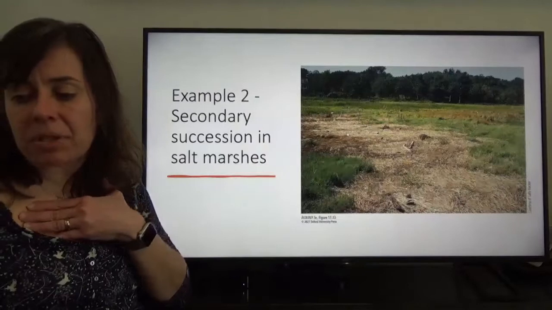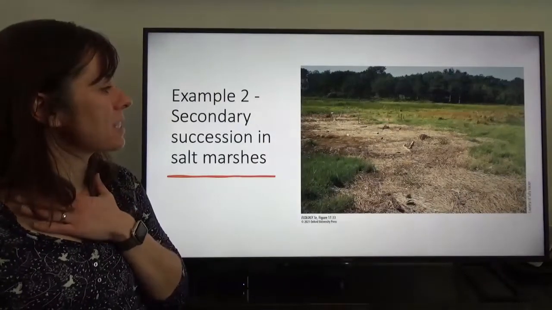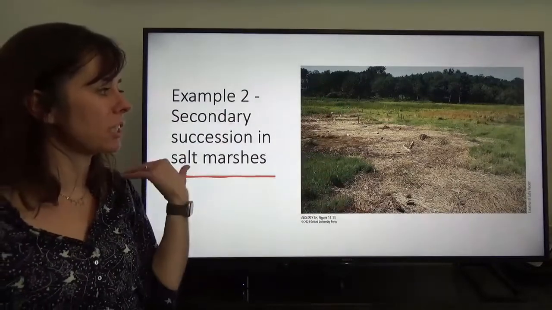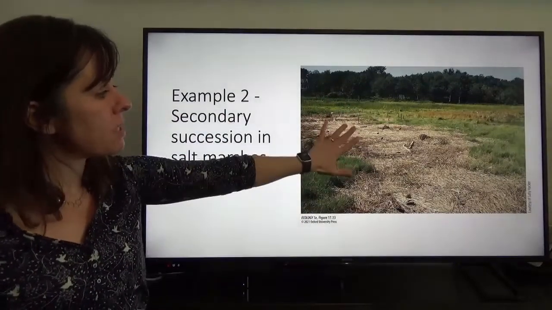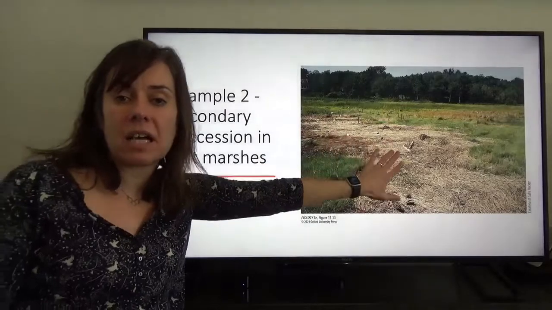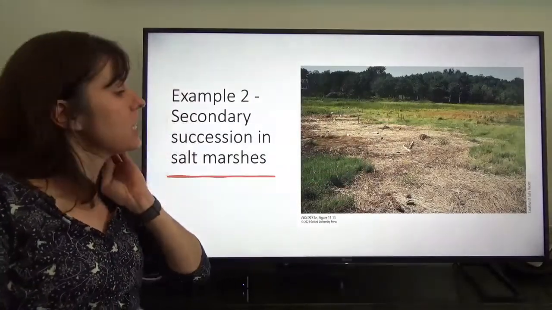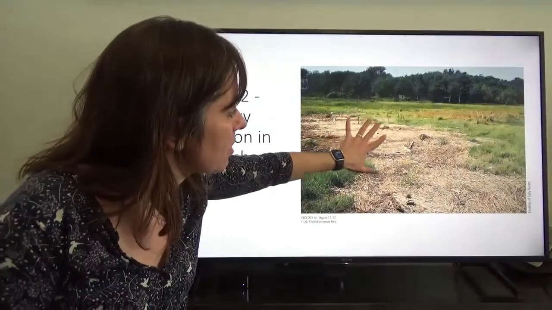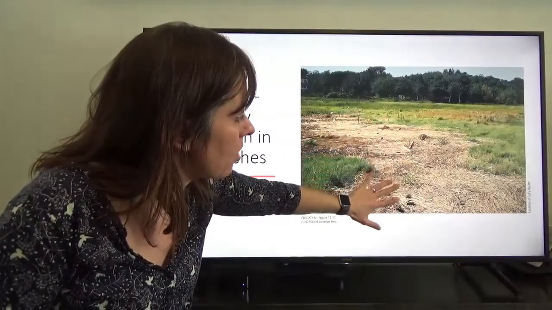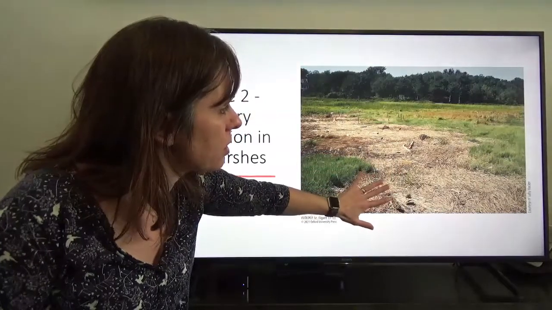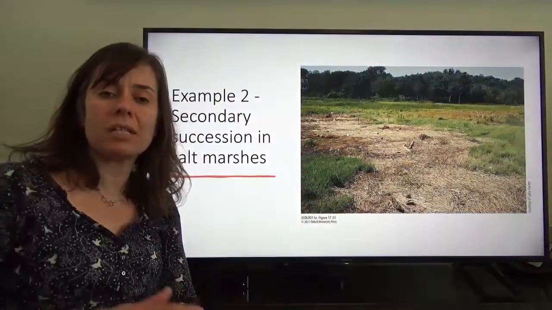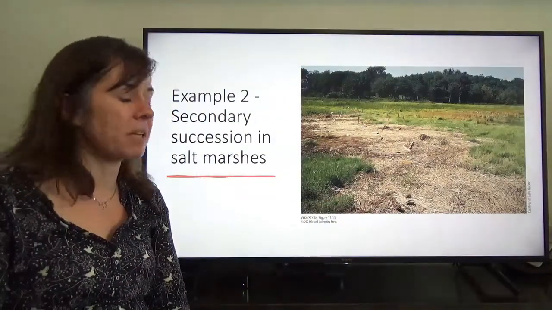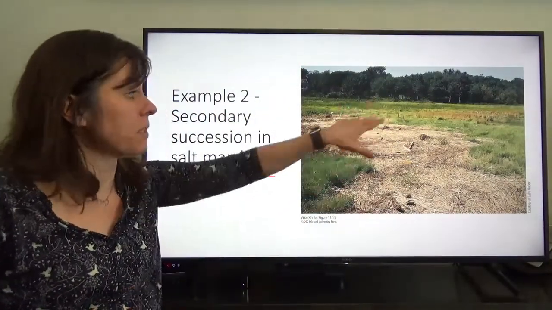Okay, our second example comes from a place that's near to my heart, salt marshes. So salt marshes on the east coast of North America. This is really common for anyone who's spent any time on salt marshes. You often see material deposited on the surface of the salt marsh. So these are tidal environments. You have low tide and you have high tide. This is a picture of this system at low tide. At high tide, this would be covered in water.